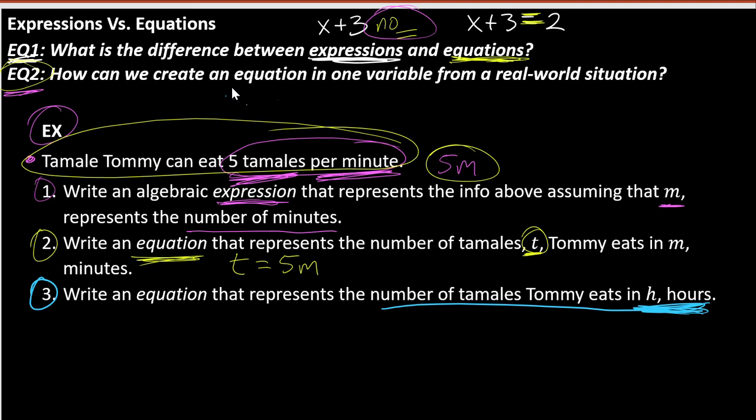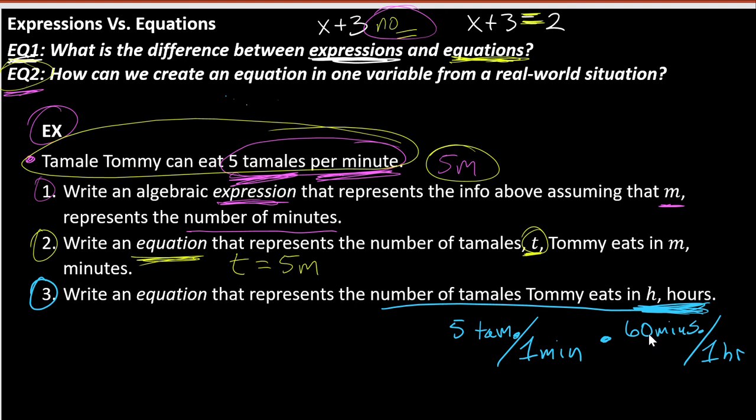So let's write out the rate that we've got. The rate of change, the rate, or like our slope, is 5 tamales, I'm just going to abbreviate, per every 1 minute. This is our rate: 5 tamales per 1 minute. And we want to change the minutes into hours. Well, how many minutes are in an hour? 60 minutes are in 1 hour.